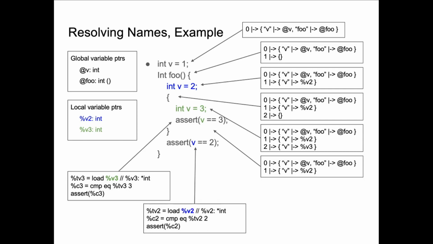Now we are going to read v again, but at this time the symbol table's top layer is level 1, and it contains the mapping from v to &v2. That's the reason why the comparison of this v and 2 is translated into these three lines. First, you load from &v2, which was mapped by v at the top layer of the symbol table, and then you compare the loaded value with 2, and then you assert that the comparison should be true.